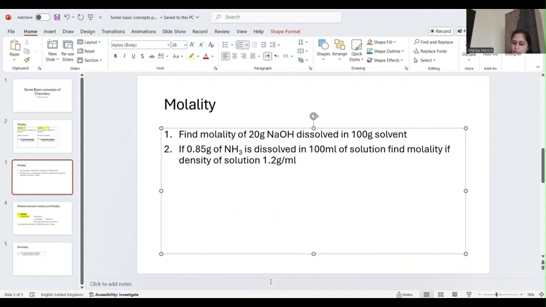Now the second question is, you need to find the molality if 0.85 grams of ammonia is dissolved in 100 ml of solution. This is solution, not solvent. Find the molality, and the density is given as 1.2 grams per ml. I've written down the information.